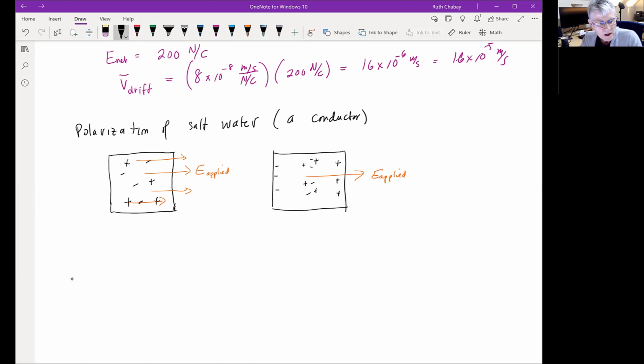Now, how far does this go? Could we possibly end up with a situation with all the negative charges here and all the positive charges here and nothing in the middle?